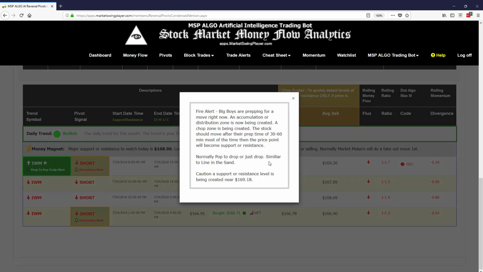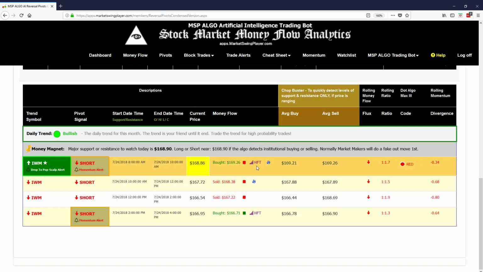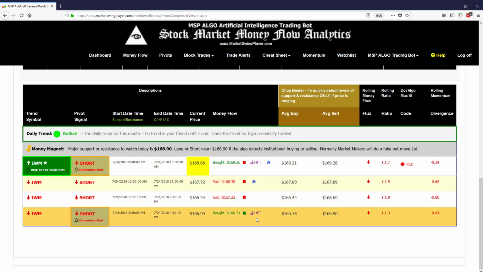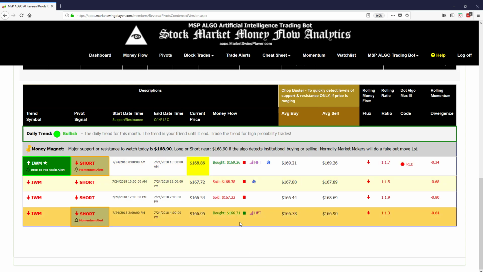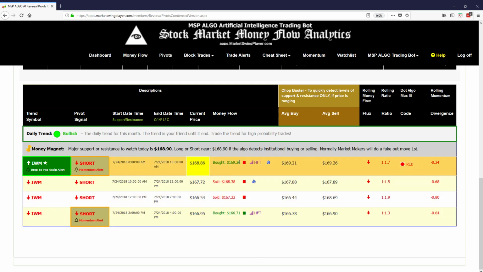And we could see that they're creating an accumulation or distribution zone near the 169.2. So we know that if price breaks, it's a distribution, right? And then we also know 169 was a major support or resistance for the day. Price broke out above it, it couldn't hold, and it pulled back.